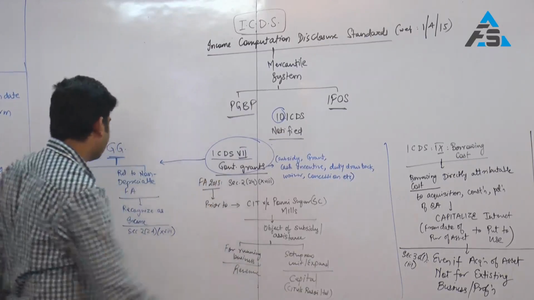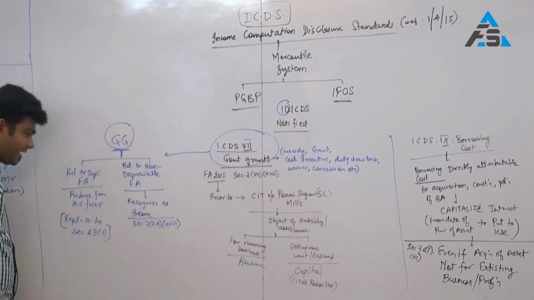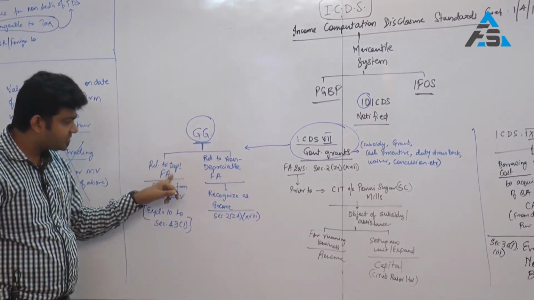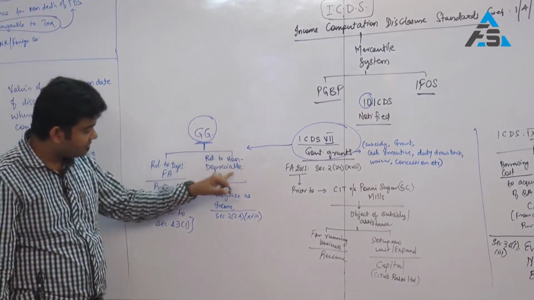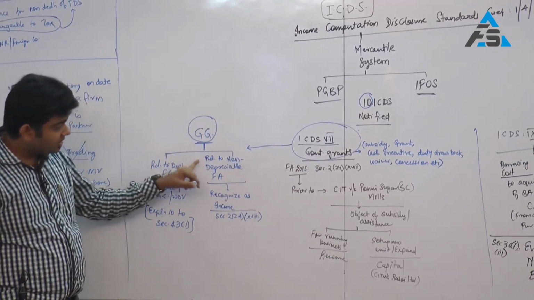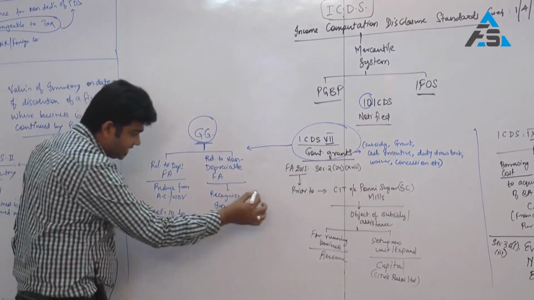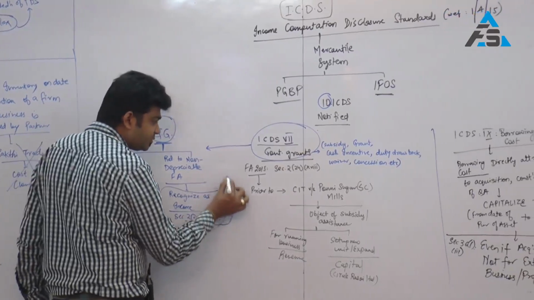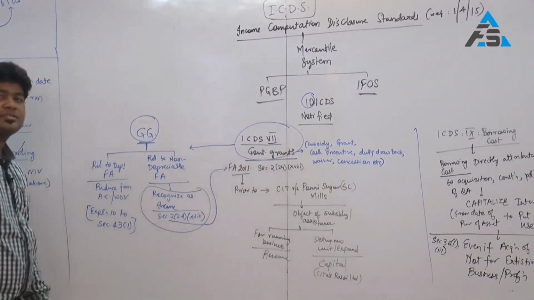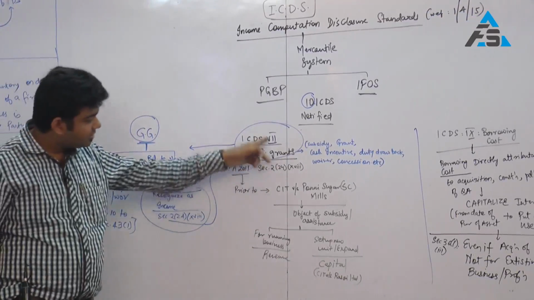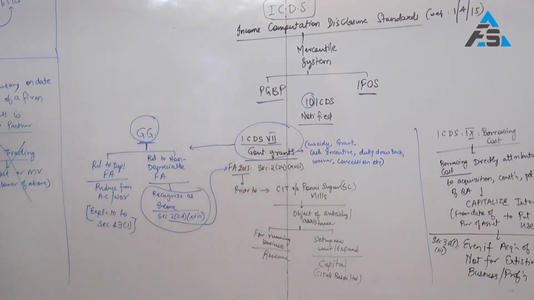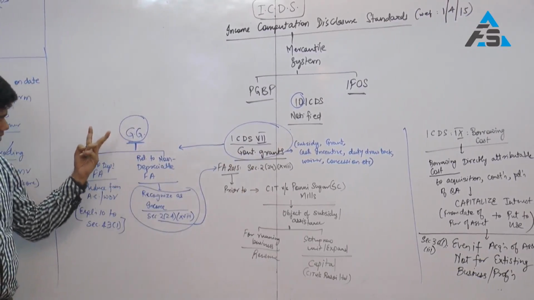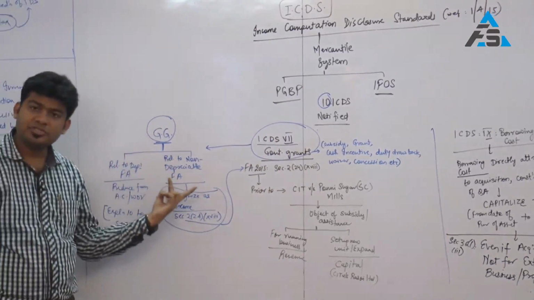Now with Finance Act 2015, government grants are classified as to whether they are in relation to a depreciable fixed asset or a non-depreciable fixed asset. If it is in relation to a non-depreciable fixed asset, then it is recognized as income under section 2 clause 24 sub-clause 18, which has been specifically added through Finance Act 2015 with the introduction of ICDS 7 on government grants. So now there are two things you have to see: whether the government grant is for a depreciable asset or a non-depreciable asset.